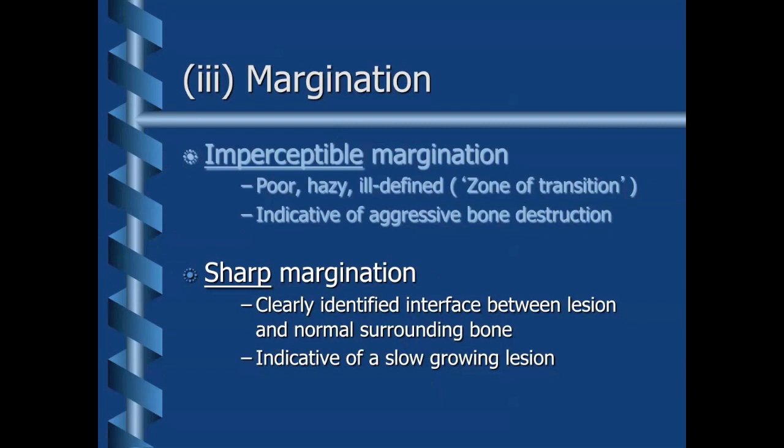The reality indicates that if you have an imperceptible margin, poor, hazy, ill-defined, then it's indicative of aggressive bone destruction, and that's not a good sign. In contrast, if we have a nice, clear, sharp margin, it usually indicates that the lesion is well encapsulated and it's not doing anything quickly, which is a good thing.